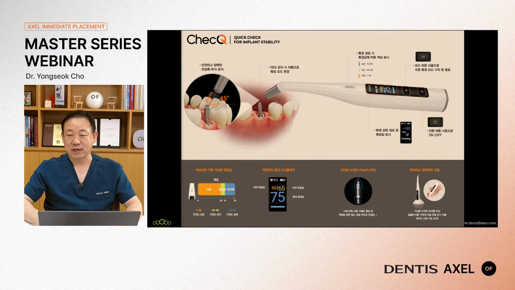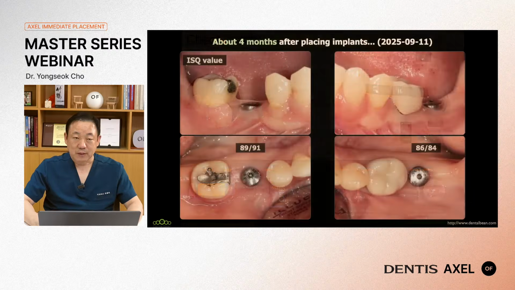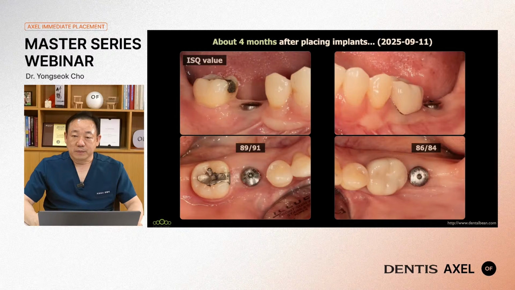I always check ISQ value just after surgery, during follow-up, and decide when to load. The ISQ value is really high because the patient didn't want early starting. It was slightly delayed. Anyway, at the time, 4 months later, ISQ value is 89, 91 on the right side, and left side 85, 84.